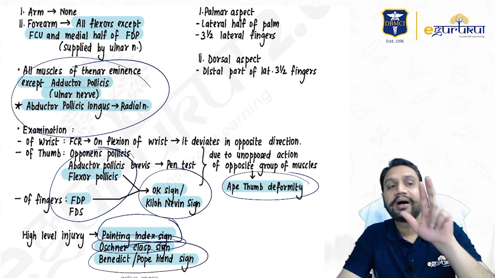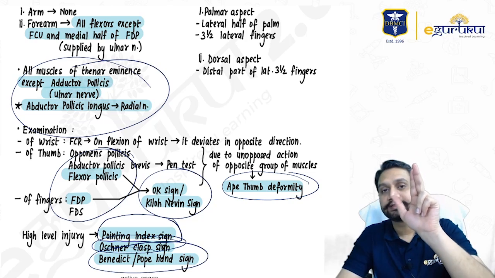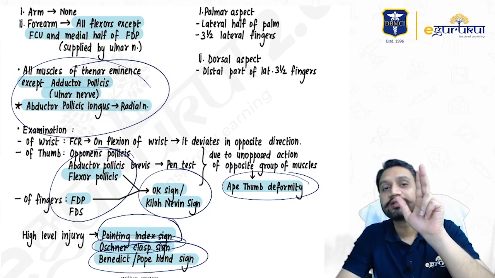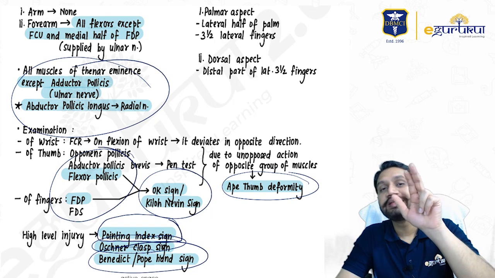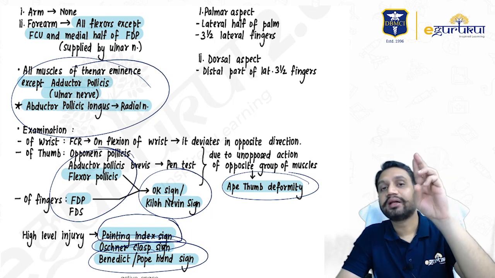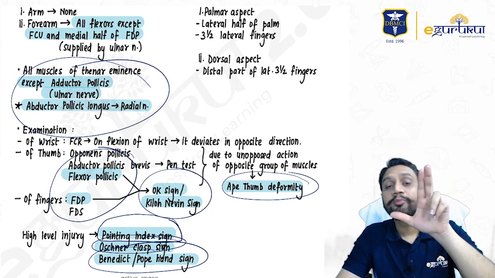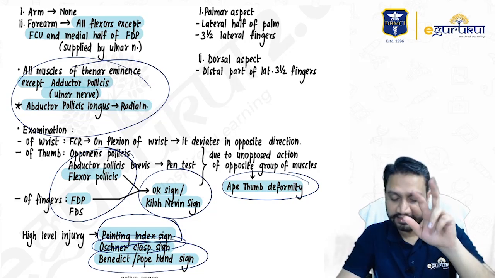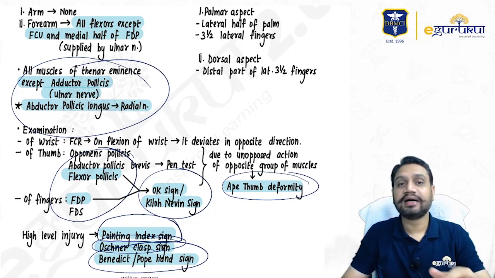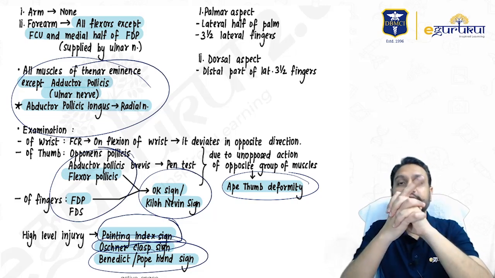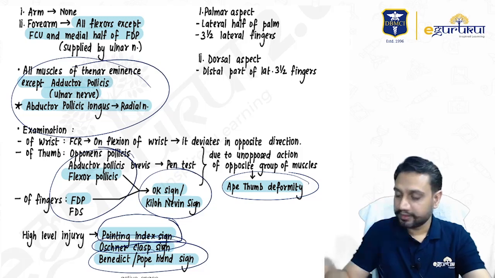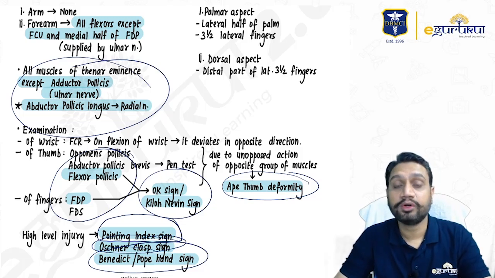Means the Pope, how does he greet people? The Pope greets people like this. So when you ask the patient to flex all the fingers, the supply of the median remains extended. The other two, the ulnar ones, get into flexion. This is how the Pope greets people. So that's also known as the Pope hand sign, or the Benedict hand sign, or the Ochsner clasp sign. Ask the patient to flex all the fingers, they remain extended, or the pointing index sign like this. Okay, so this is from the e-Gurukul notes.